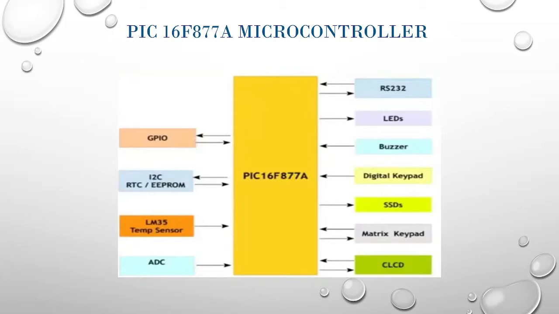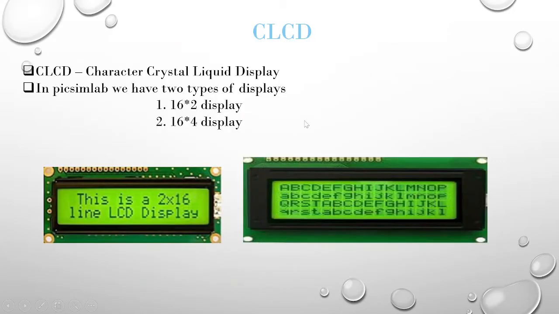This is the microcontroller that we have used in our car black box project, that is the PIC16F877A microcontroller. It includes RS-232, LEDs, buzzer, digital keypad, SSDs, matrix keypad, CLCD, GPIO pins, RTC, dual EEPROM, temperature sensor, real-time clock, ADC.